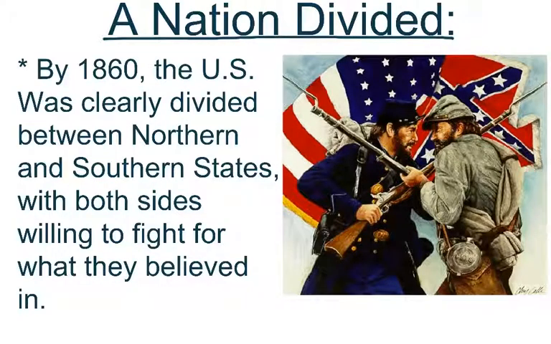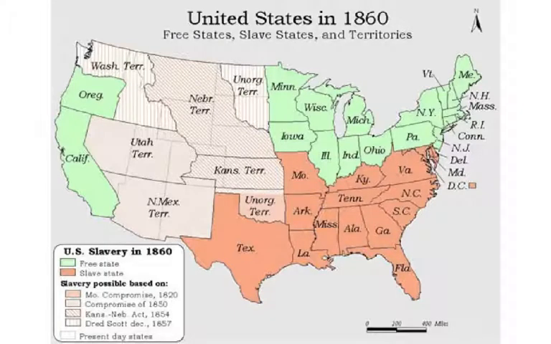Now, both sides were willing to fight for what they believed in, and this is what caused a division in the nation. Here, this map shows us the United States in the year 1860. If we look at our legend, the green represents the free states, and the orange represents the slave states. So the northern states, represented in green, were against the practice of slavery. That means they did not want to practice slavery. And in the orange, the South wanted slavery for their business. This is what was dividing the nation and what caused them to be willing to fight for their beliefs.